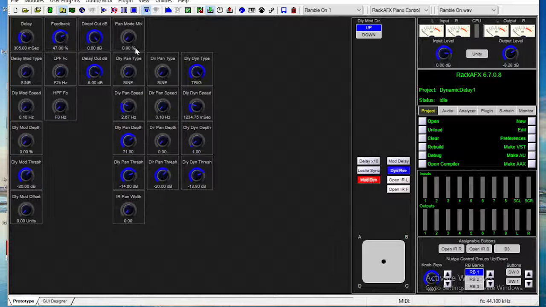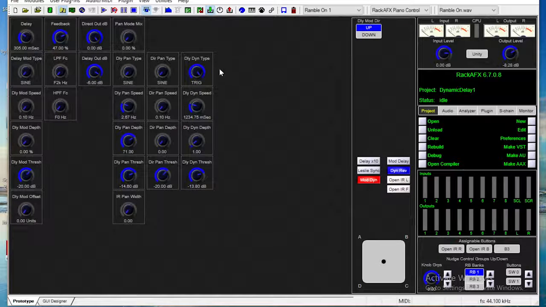Then for pan, again, sine is just an LFO sweeping. Rand I used for Leslie. Envelope would do single left to right or right to left sweeps over or under a threshold, and then trig was a gated sine sweeping. The trig and the envelope are not set up. I jumped to my second project before setting those up as well.